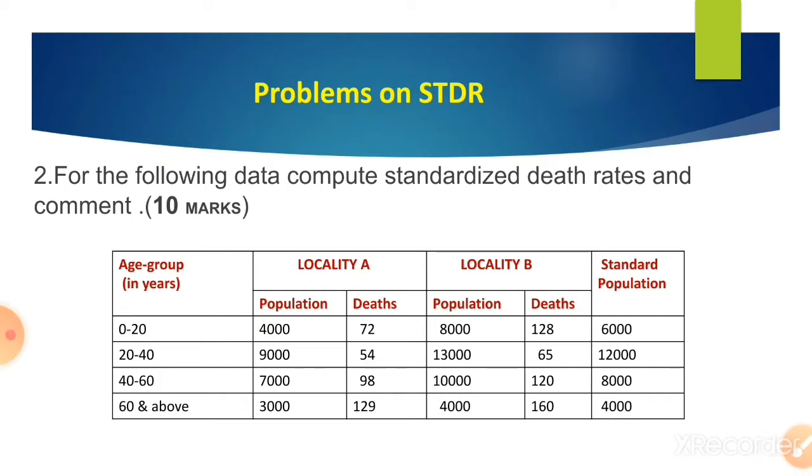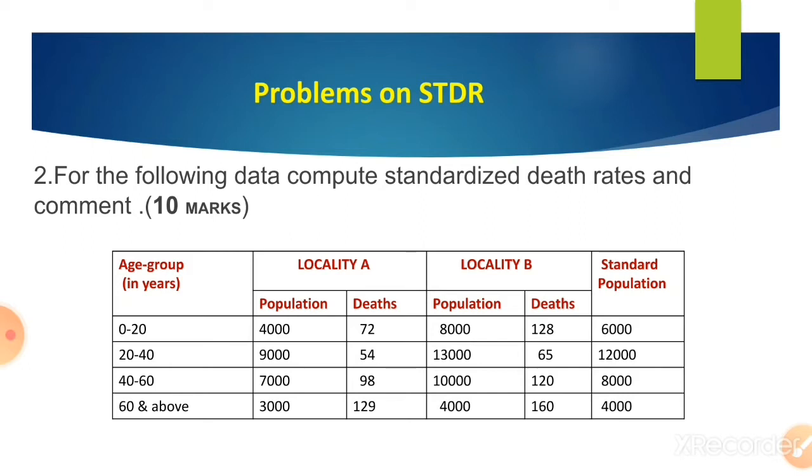Let us take the second example on STDR. For the following data, compute standardized death rates and comment. The first column, age group, is given. Locality A population and deaths. Locality B population and deaths. And the last column, standard population, is given.